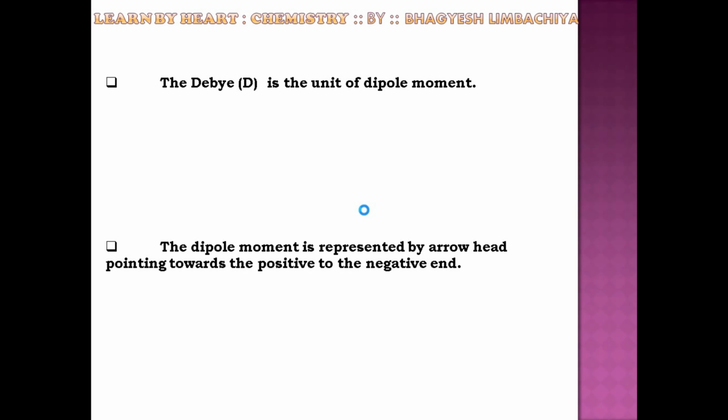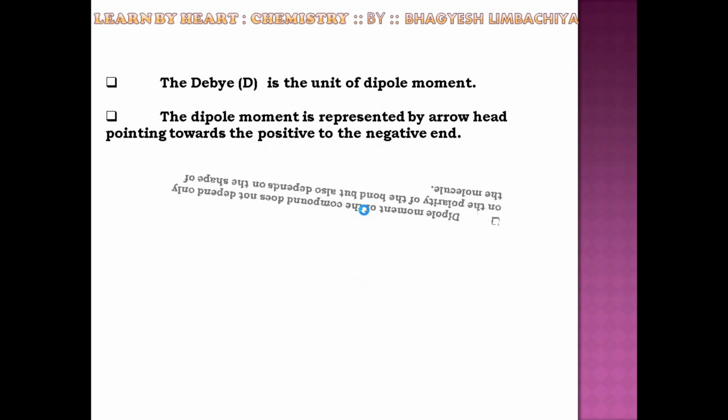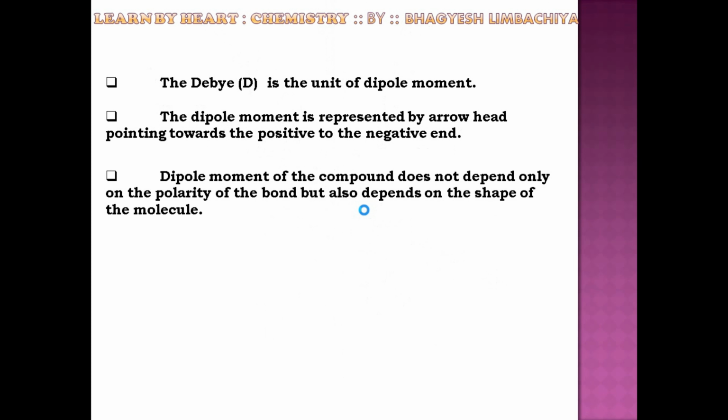Debye is the unit of dipole moment, and the dipole moment is represented by an arrowhead pointing from the positive to the negative end. The dipole moment of the compound doesn't depend only on the polarity of the bond, but also depends on the shape of the molecule. See, here the dipole moment is on the four sides, carbon to chlorine. Okay, next.